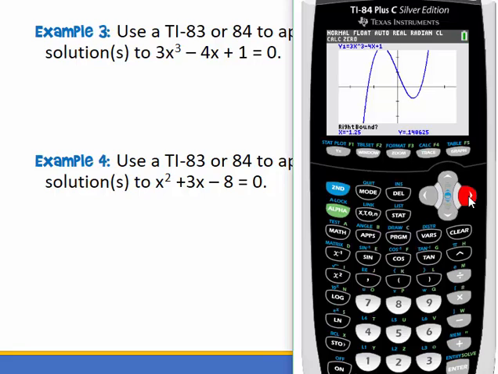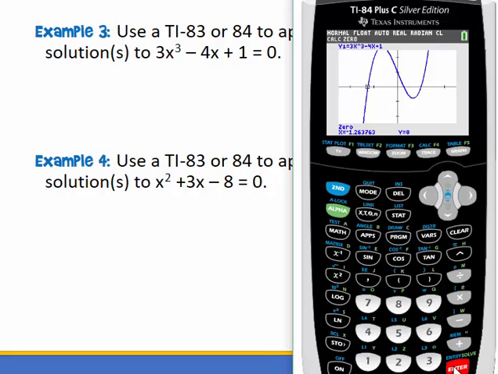And then go to the right. Just go to the right until you pass the x-intercept and hit enter. You set the bounds and the solution's somewhere in between, and I hit enter a third time. And there you go. We've got one at about -1.26 if we round it off.